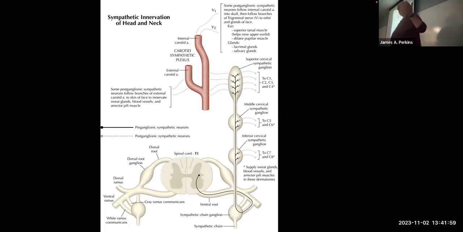Because obviously your face sweats too. So somehow we have to get sympathetic innervation to the skin of the face to innervate those sweat glands in the face. These postganglionics that form the carotid sympathetic plexus, they're coming from the superior sympathetic ganglia. So the preganglionic neurons are still all coming from T1, but they're then synapsing in the superior cervical sympathetic ganglion, which represents the fusion of levels C1, C2, C3, and C4.